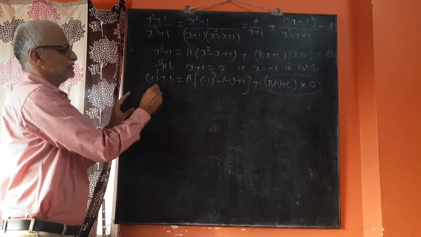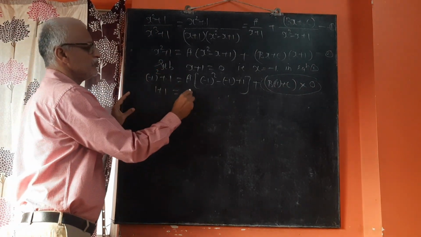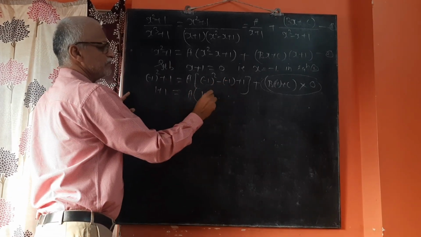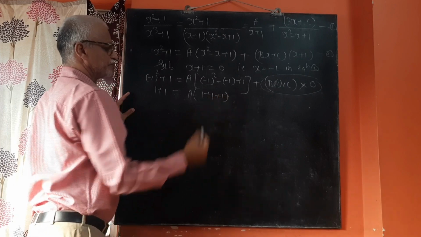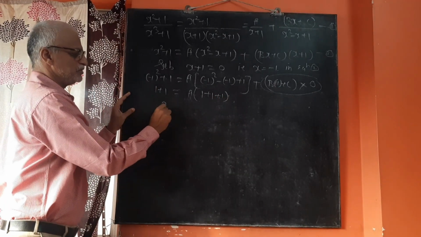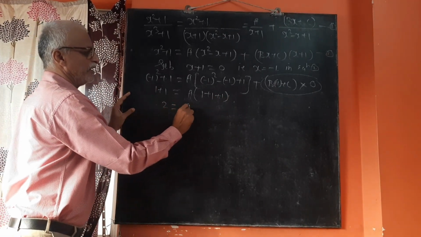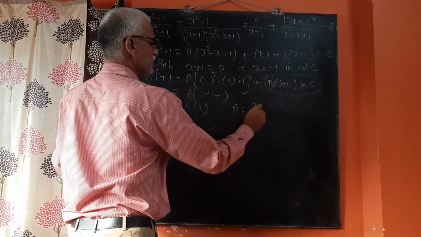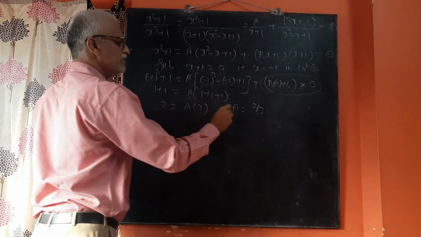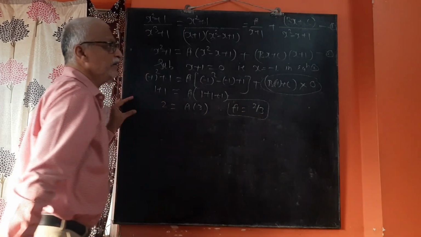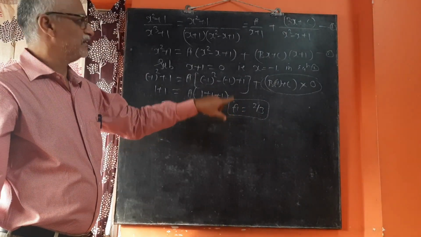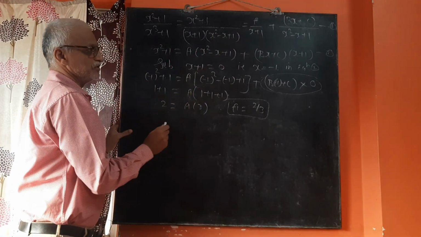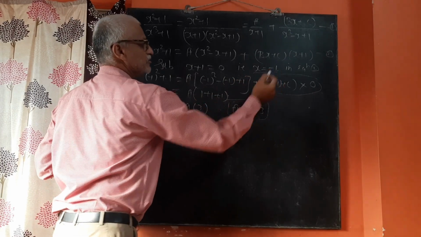Minus 1 square is 1, so 1 plus 1 is equal to a into minus 1 square is 1, minus of minus, plus 1, plus 1. 1 plus 1 is 2, 2 equals a into 3, and therefore the value of a is equal to, this 3 goes here, that is 2 by 3. So the first value you have got by the substitution of the denominator of a equal to 0. Then the second substitution.